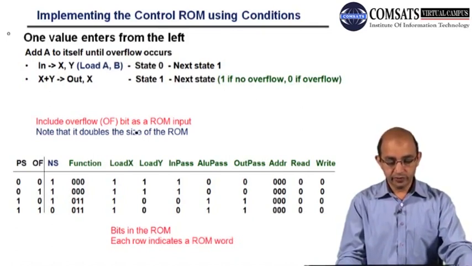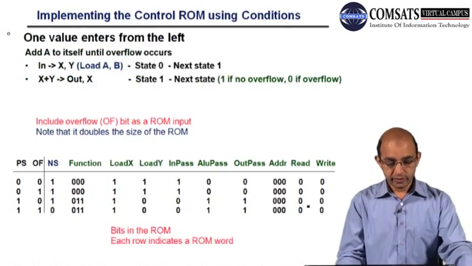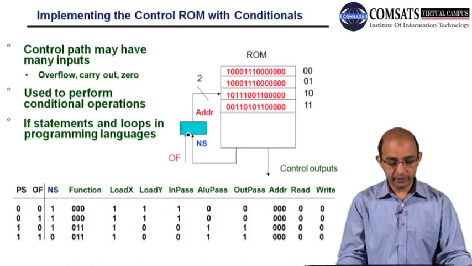What we need to do is mention an overflow. You can see that we have an overflow in the ROM. Here 1, 2, 3, 4, 5, 6, 7, 8, 9, 10, 11, 12, 13, 14. So we have 14, and we have included an overflow bit in the ROM input. We have included an overflow bit over here.